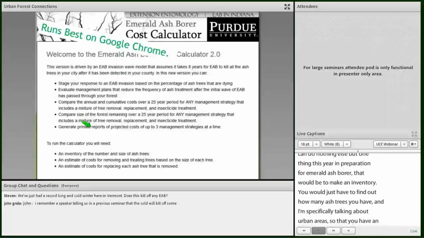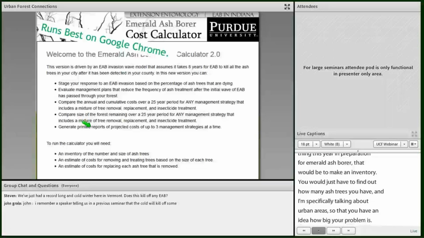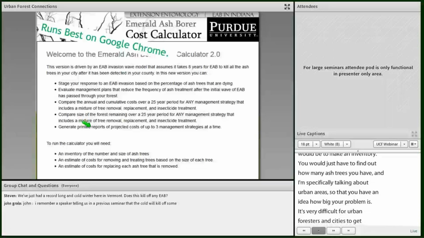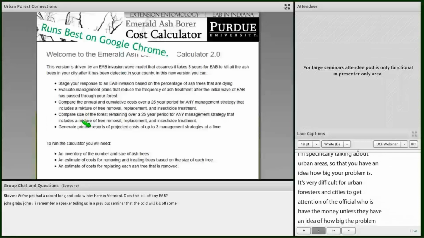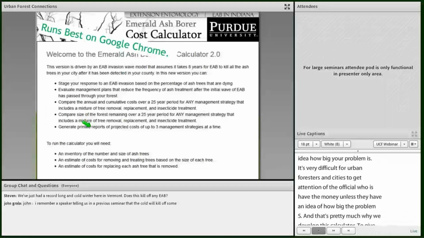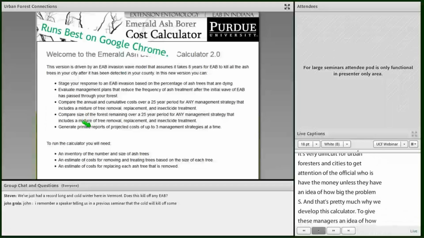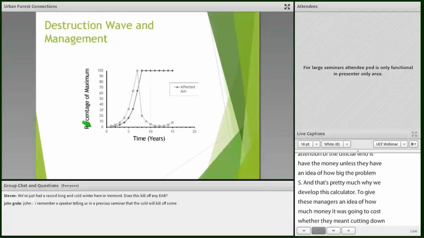It's very difficult for urban foresters in cities to get the attention of the officials who have the money unless they have an idea of how big the problem is. And that's pretty much why we developed this calculator, to give these managers an idea of how much money it was going to cost, whether that meant cutting down and replacing the trees or treating the trees. And either way, it's going to cost some serious change.